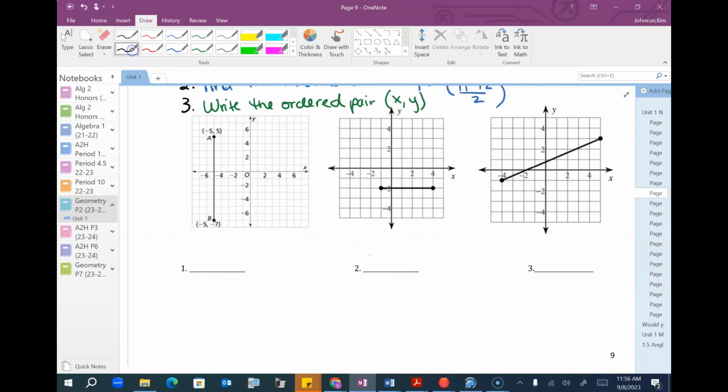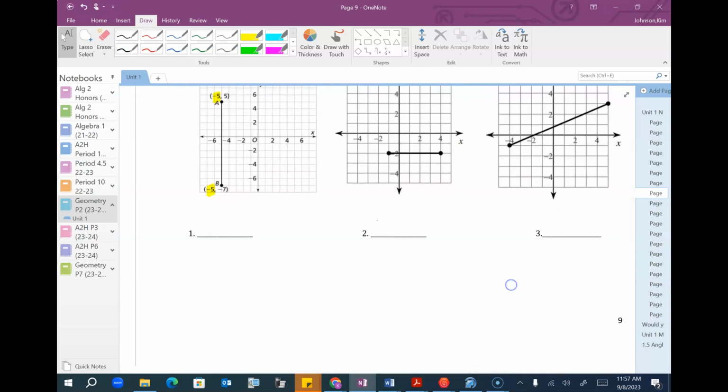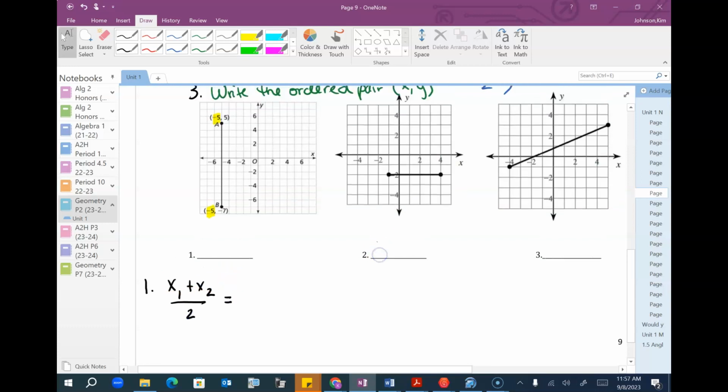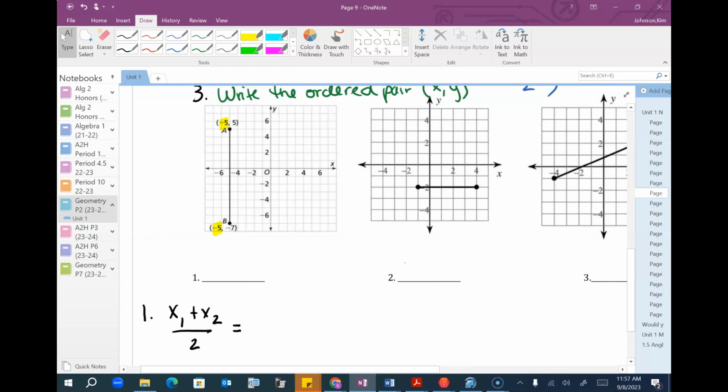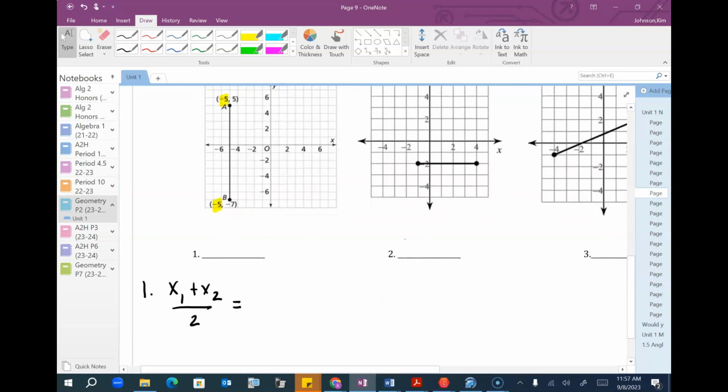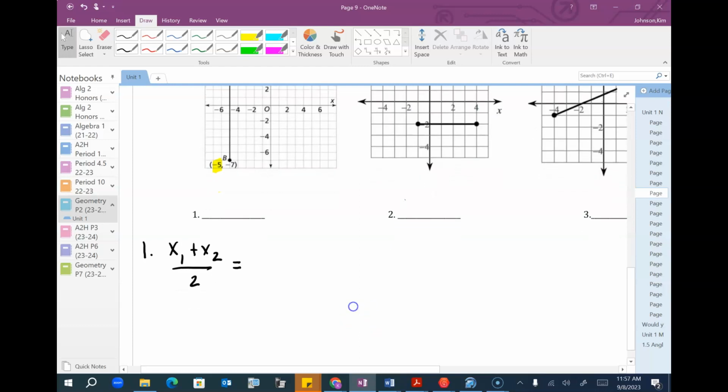We have segment AB, which goes from -5, 5 to -5, -7. We know the midpoint needs to be somewhere in the middle of that segment. So what we want to do is look at the x values and find the average of those. So we'll take x1 plus x2 divided by 2. Some of you might be looking at this and saying, well, the average of -5 and -5 would be -5. And if you already realize that, that's great. You're a step ahead. We're just going to verify mathematically that that is the case.